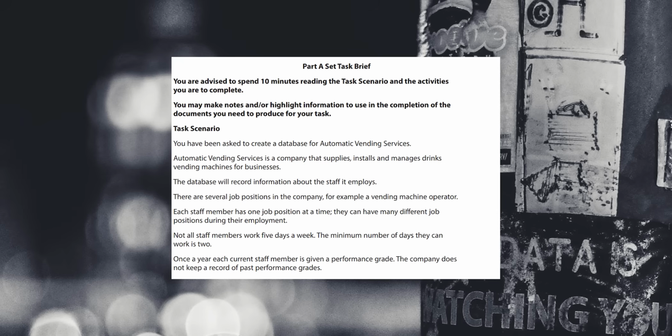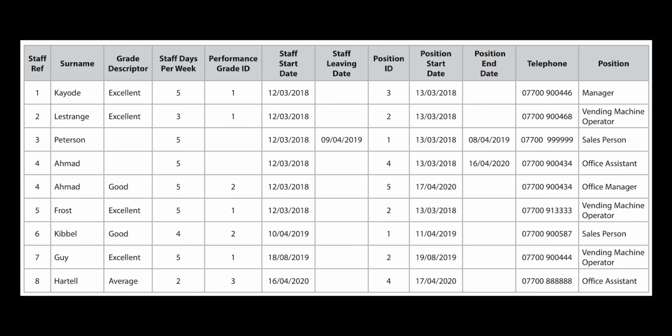You must make sure that you spend a bit of time looking at this scenario. This gives us a few hints and tips to the sorts of things that we might need to apply inside of our table structures when we create them. We can see quite clearly that we're working for an automatic vending service company, and we're going to be creating some form of database for its employees. Let's have a little look at our data set that we're given.